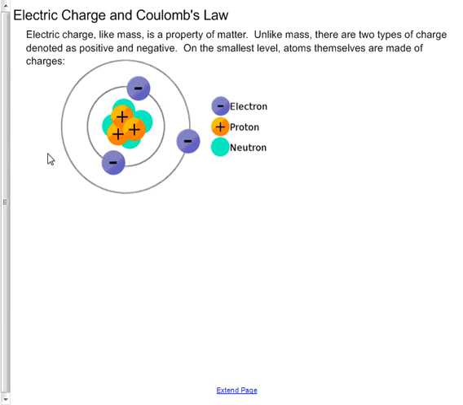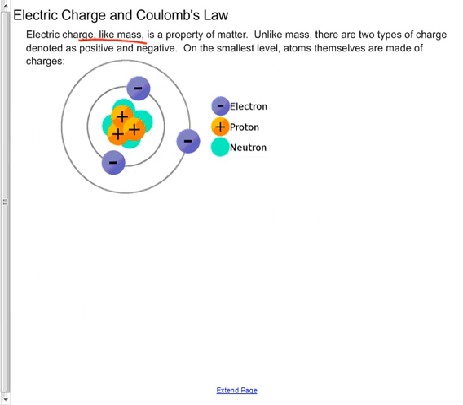There are a lot of parallels, and I'm going to keep referring back to this, between charge and mass. Both of these things are a property of matter. Matter has charge and matter has mass, and it's something that's inherent to that particle of matter. But unlike mass, there are two types of charges. Generally, those two different types are denoted as positive and negative.